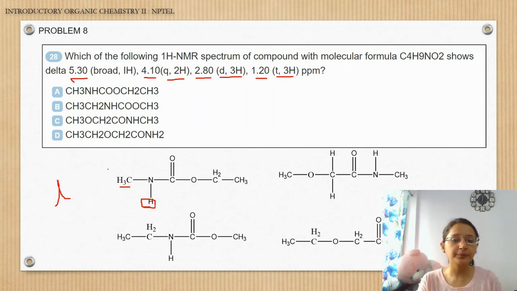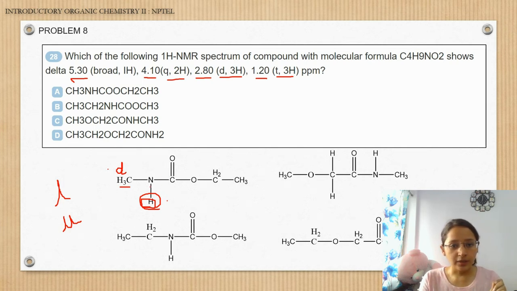So here the methyl protons are split because of the hydrogen present on the nitrogen, right? If the n plus 1 rule is applicable, there is only one proton in the vicinity, so it splits the signal into a doublet. Is it clear? So now the methyl protons are showing a clear-cut doublet.